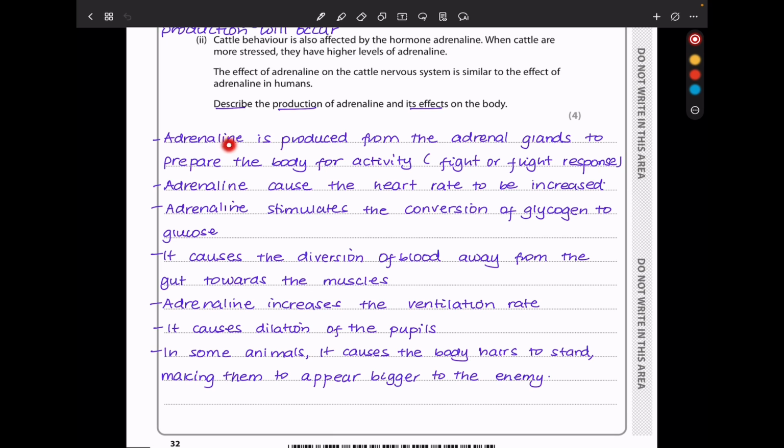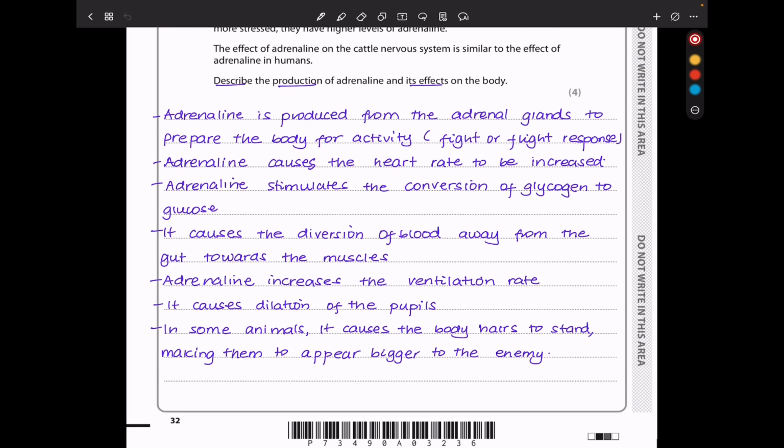So I said adrenaline is produced from the adrenal glands to prepare the body for activity, which is the fight or flight response. Adrenaline causes the heart rate to be increased. Adrenaline stimulates the conversion of glycogen to glucose, and it causes the diversion of blood away from the gut towards the muscles. Adrenaline increases the ventilation rate. It causes dilation of the pupils, and in some animals, it causes the body hairs to stand, making them appear bigger to the enemy.